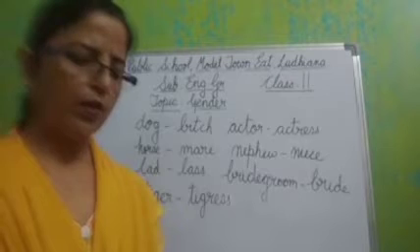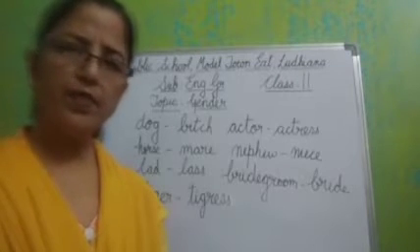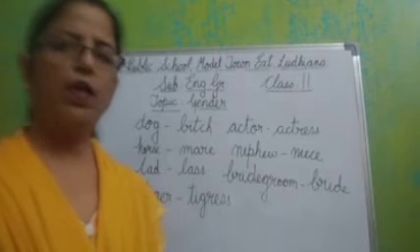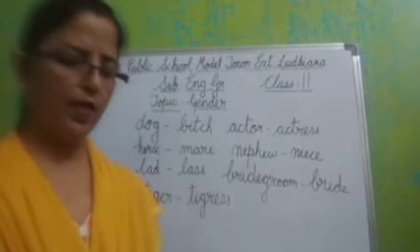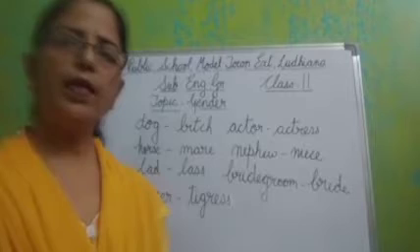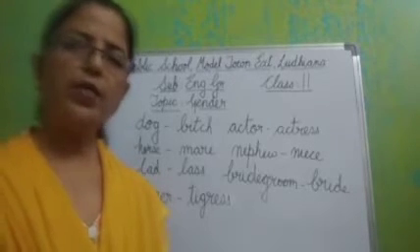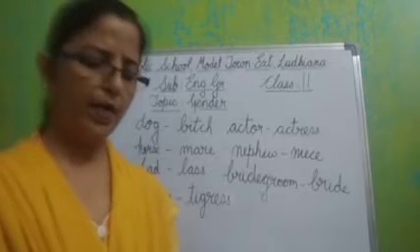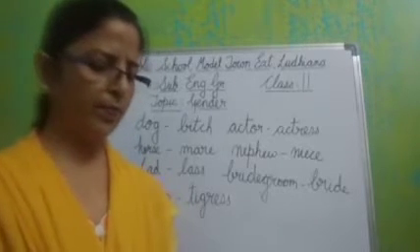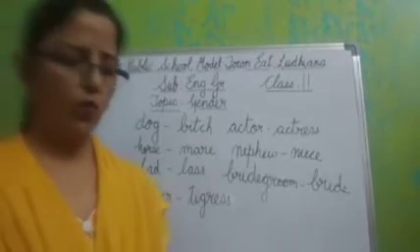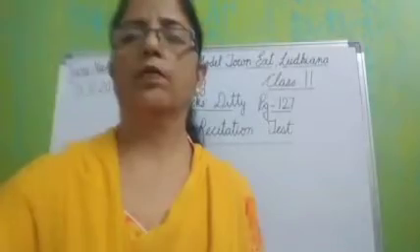Son, daughter, Mr., Mrs. or Miss. Husband, wife, father-in-law, mother-in-law. Gentleman, lady. Bachelor, maid. Now bachelor is an unmarried man and maid is an unmarried girl. Emperor, empress. Yes. So hope everybody has understood.